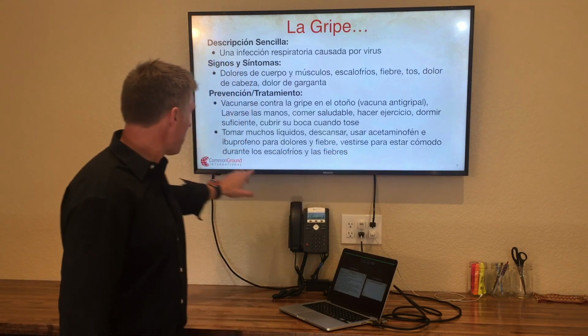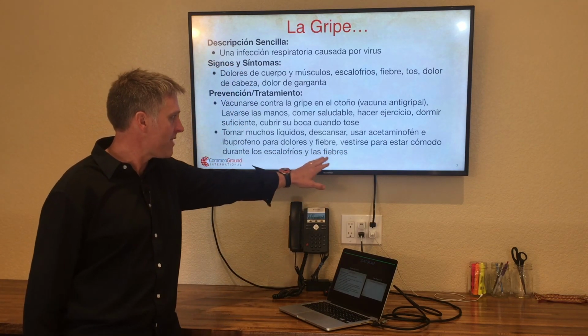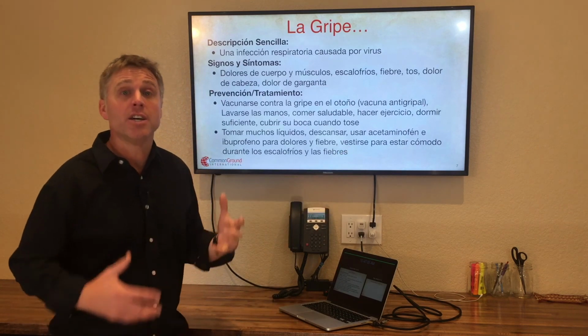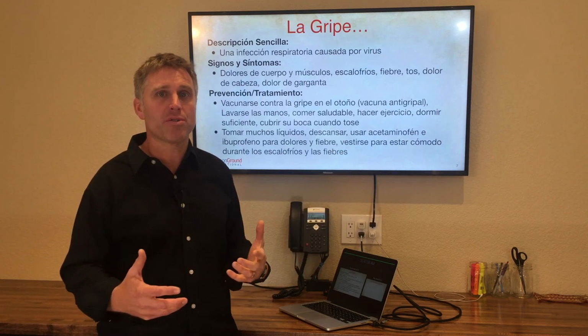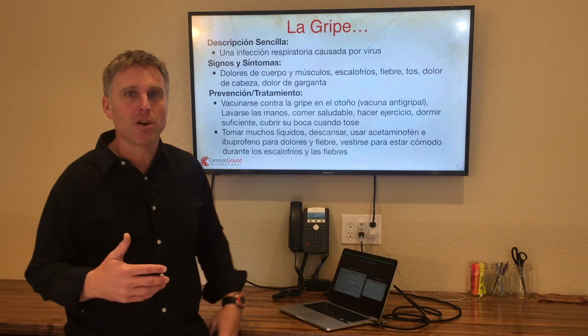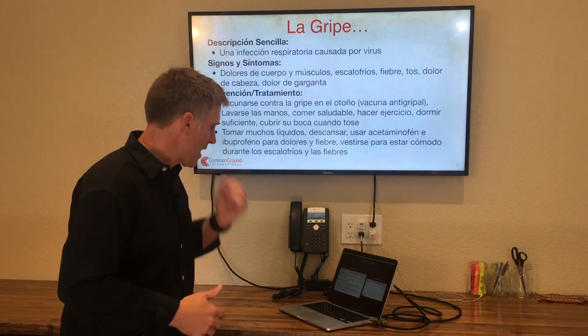Vestirse para estar cómodo durante los escalofríos y las fiebres. So vestirse, get dressed. Dress comfortably for both escalofríos y fiebre. Escalofríos, chills, and fevers. Bien.